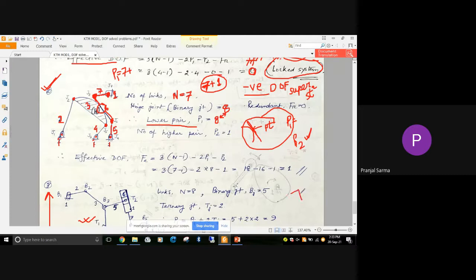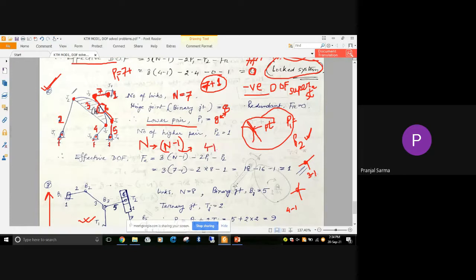Quaternary means 4 links are joined at this joint, so it is equivalent to 4 minus 1. Ternary means 3 links are joined here, so the equivalent is 3 minus 1. If n is the number of links joined at a particular joint, then it constitutes n minus 1 equivalent pairs. Ternary is 3 minus 1, and quaternary is 4 minus 1.